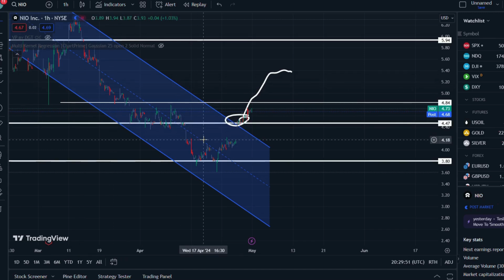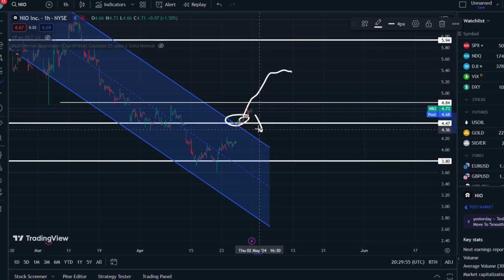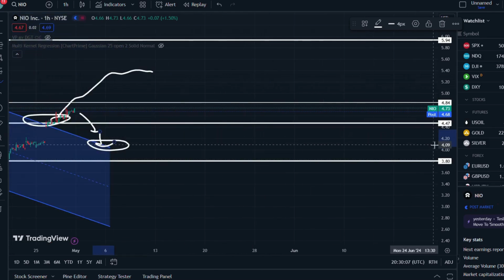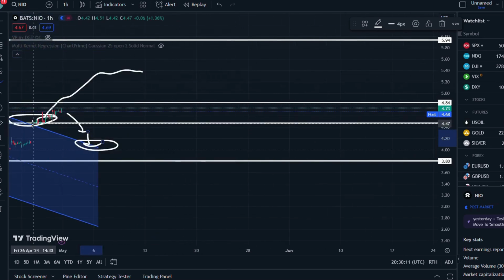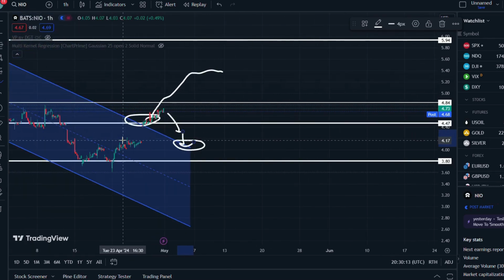But the other scenario is that the stock price comes back again and breaks down. We can test this level, this blue one, because it has not been tested again in the bigger time frame. Just here, and we can believe that it can be good for this stock to go into an uptrend.